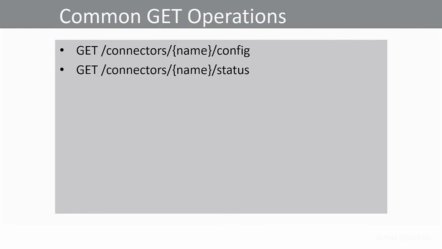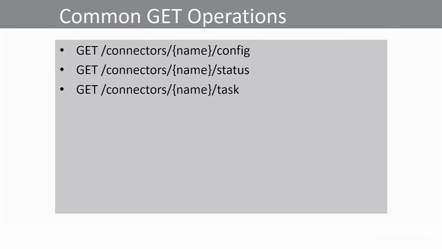Some common GET operations that you'll see. If you want to see some information about the configuration of a particular connector, you'll use GET /connectors/{name of the connector}/config. It'll return back the configuration parameters for that connector. If you want to see what the current status of the connector is, and it could be currently running, it could be paused, or it could be failed, you use GET /connectors/{connector name}/status.